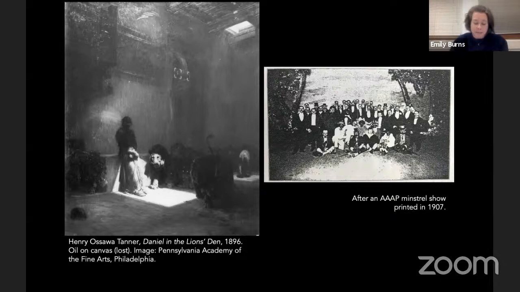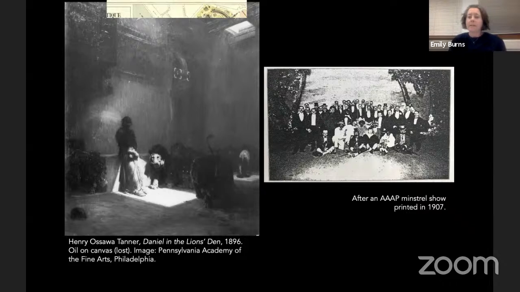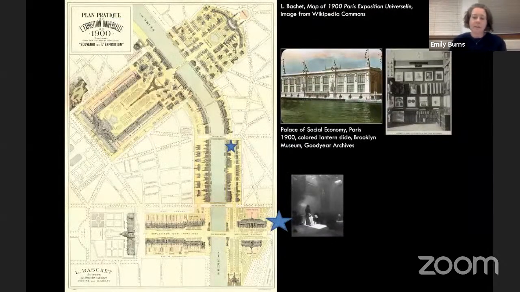Exhibited again at the Palais des Beaux-Arts at the Exposition in 1900, Daniel and the Lion's Den won a gold medal. There, Tanner's painting offered a bookend to the exhibit of American Negroes in the Palace of Social Economy, which was just a 10-minute walk from the Grand Palais. And on the map on the screen, I've starred where Tanner's painting was and where the exhibition we're now going to talk about was installed.